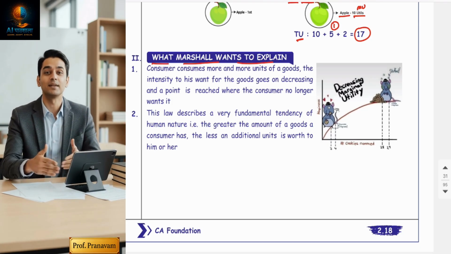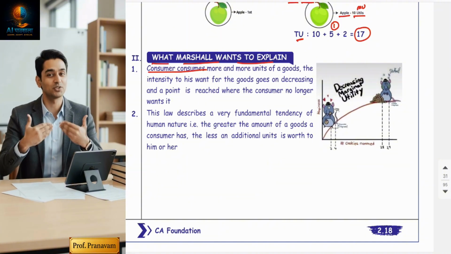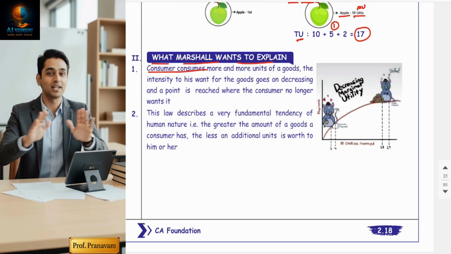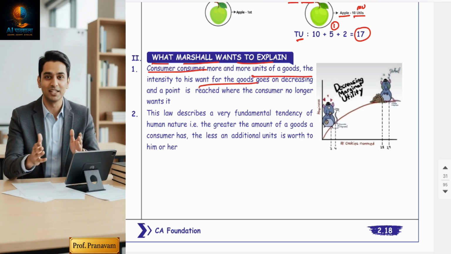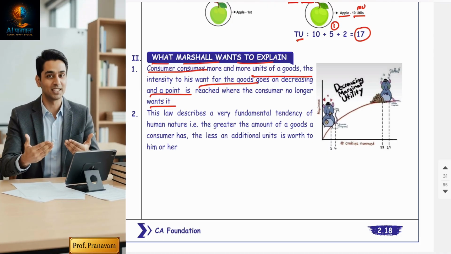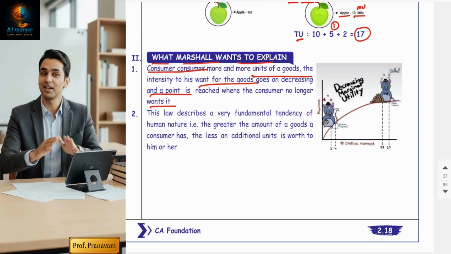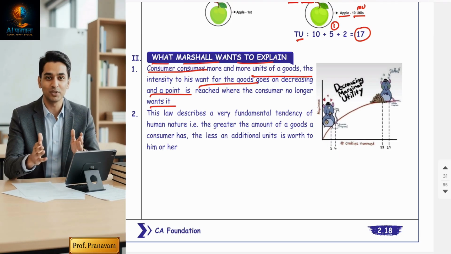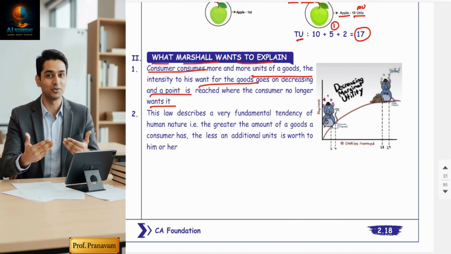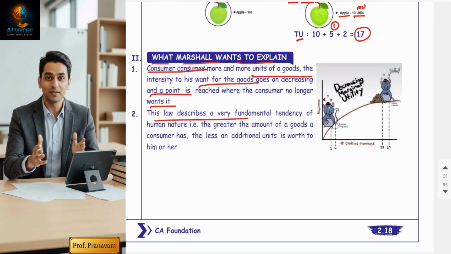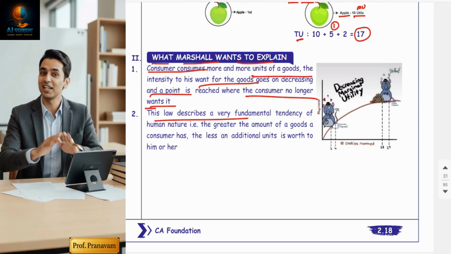Now, what Alfred Marshall wants to say is, when a consumer consumes more and more units of goods, the intensity of wants actually falls. It's normal behavior. The things which you have in greater quantity, you get bored with and you don't want them, or you are less interested in them. Further, when you consume more and more units, the intensity of want falls, and a stage arrives when the consumer does not want anymore, and that is called the consumer being totally satisfied. The consumer no longer wants it.